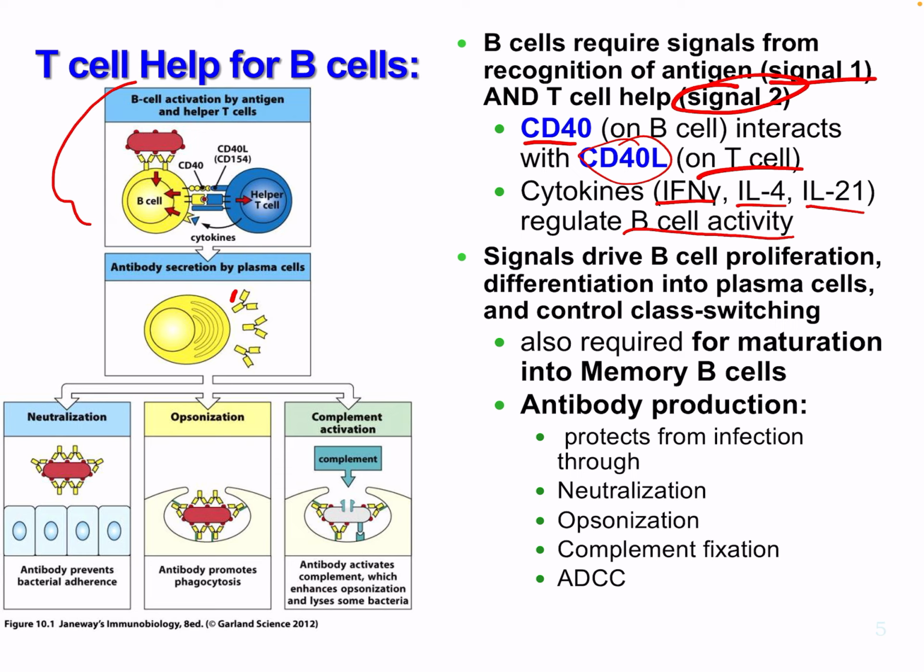So in this case, if it's Th2, we have lots of IgE released, and this is also required for maturation into memory B cells. Then we have our antibody production, and again, our antibodies have several roles, including protecting us from infection through neutralization, opsonization, complement fixation, and antibody-dependent cellular cytotoxicity. So here we can see an example of those. Again, if you want, watch our B cell and antibody lectures.